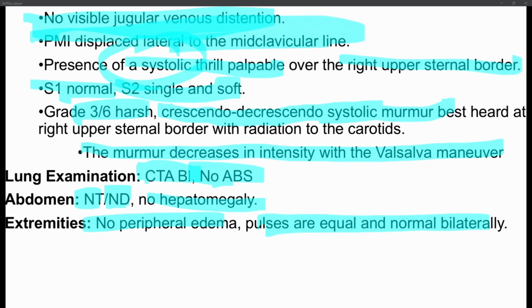So here, pulses are equal, normal, and bilateral. Vessels are okay. We don't have a vessel problem. We're still getting good flow. I can feel your pulses throughout the entire legs and the arms, so I know blood's getting to where it's got to go.